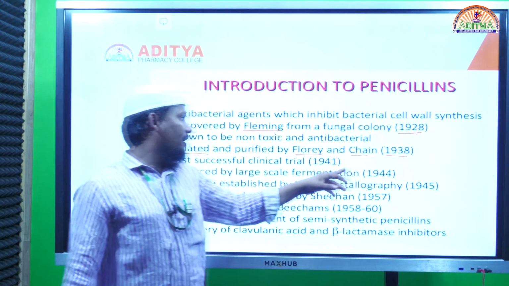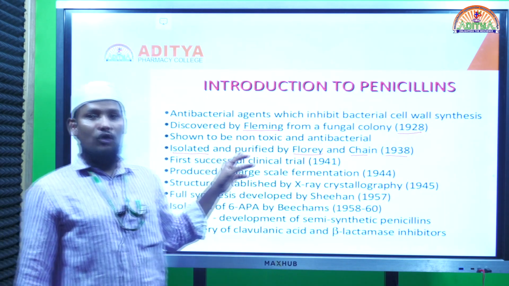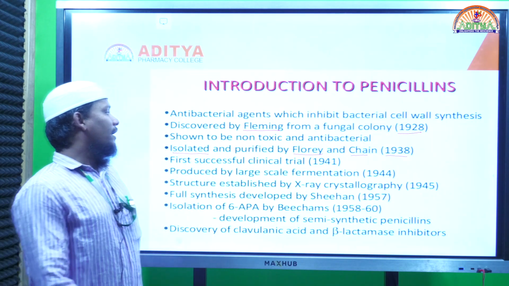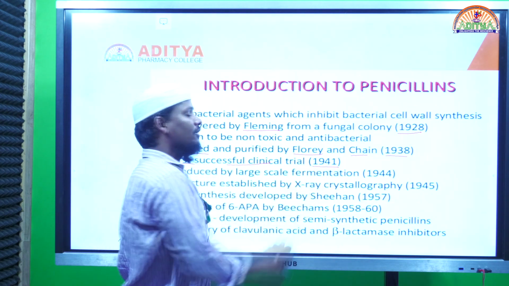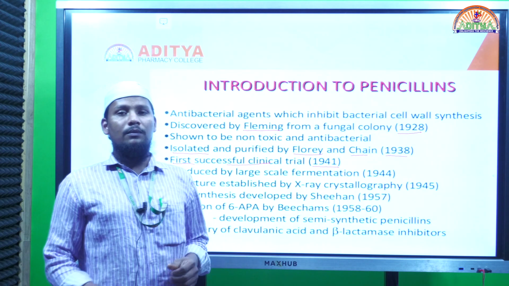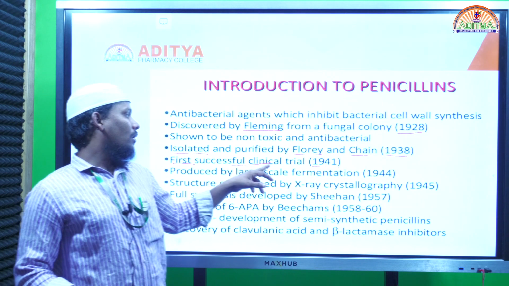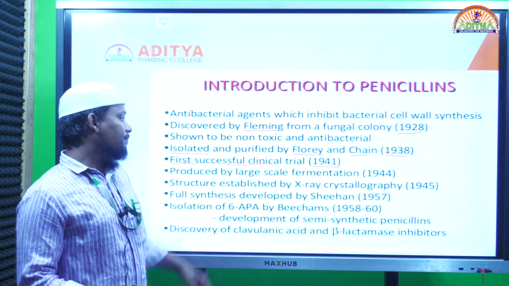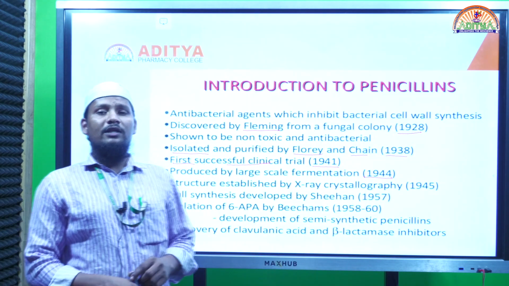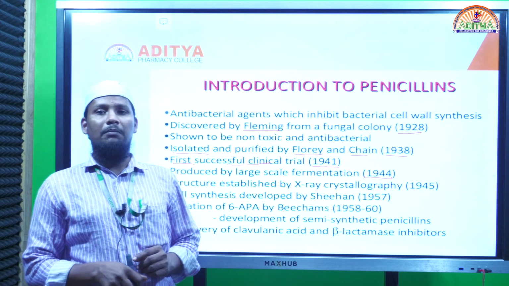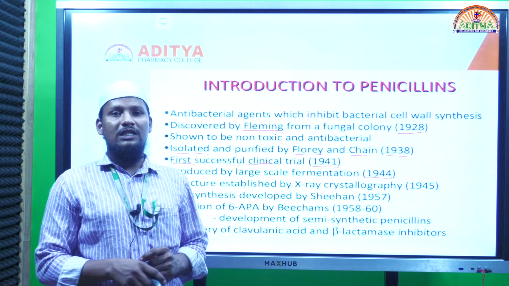In 1938, Florey and Chain, the two scientists, isolated a pure form of the antibiotic. The first successful clinical trial was done in 1941. Antibiotics were obtained in very small quantities, in micrograms, and this quantity is not sufficient to satisfy all the needs.